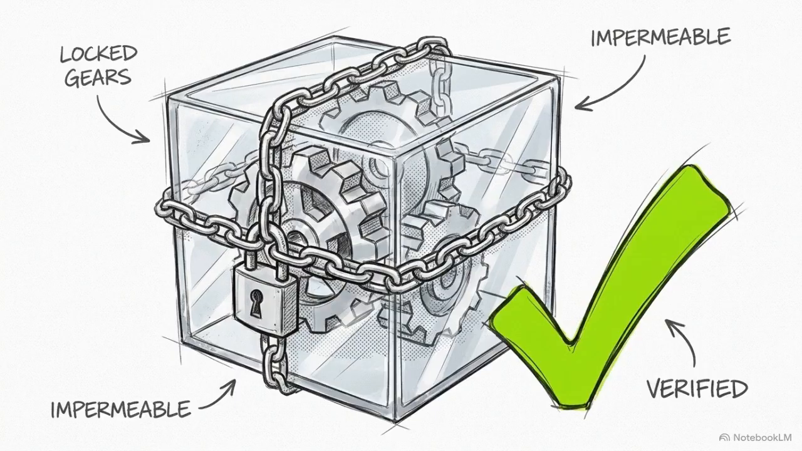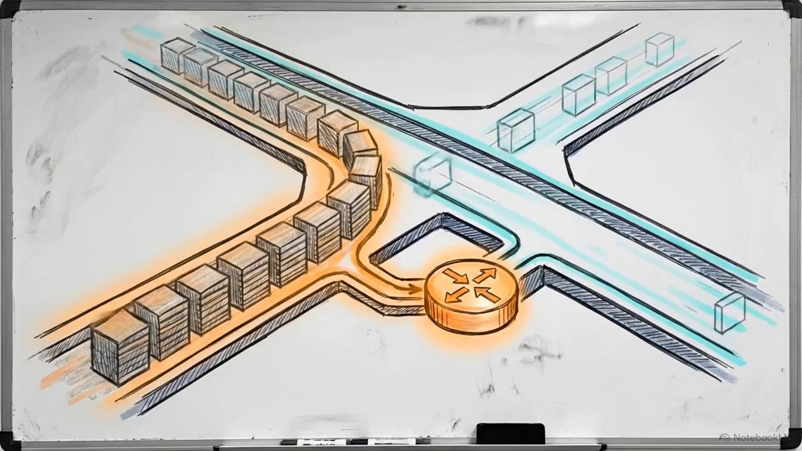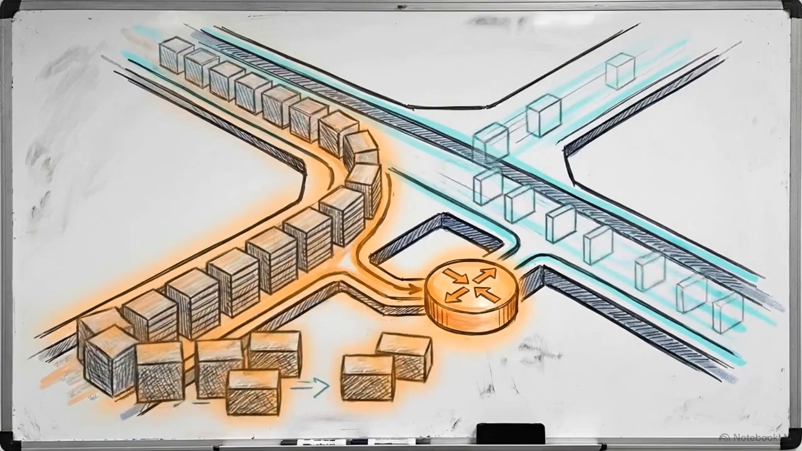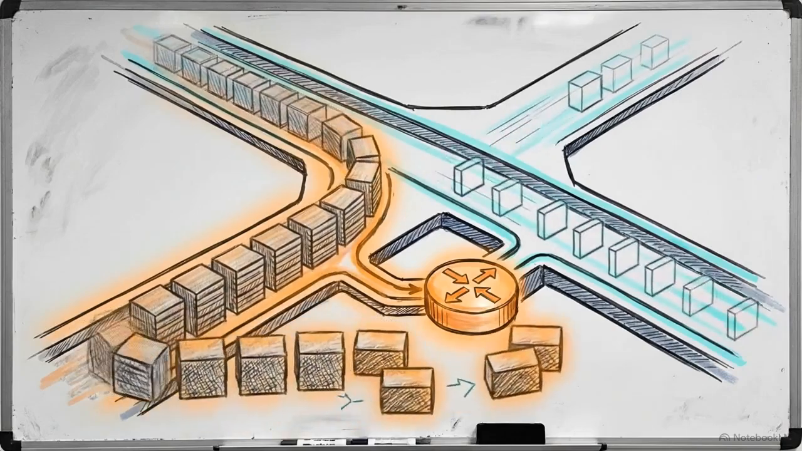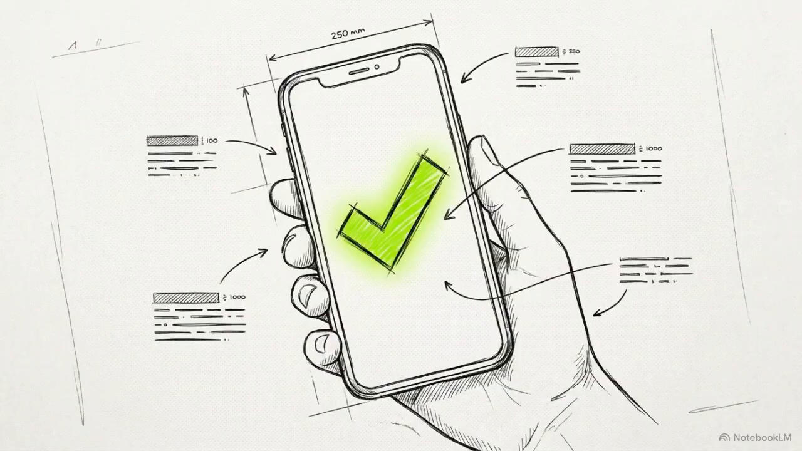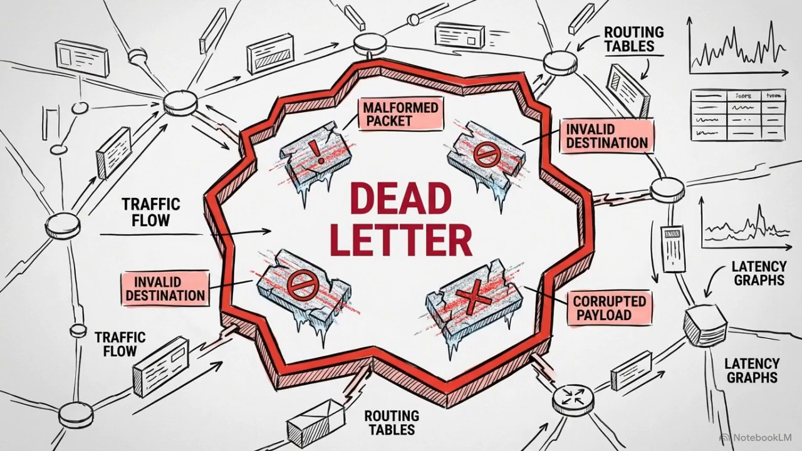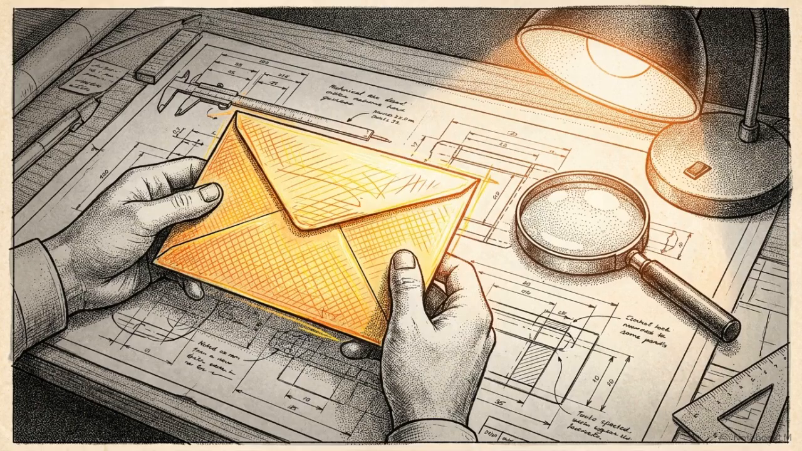To scale write operations, you can offload heavy tasks like processing payments or sending emails away from the user's request using a message broker. The API returns a fast 202 Accepted response, while the application layer publishes an event to a queue for background services to process as resources allow. In these distributed setups, developers use dead letter queues to catch messages that consistently fail, ensuring that errors are recorded and can be investigated without losing data.